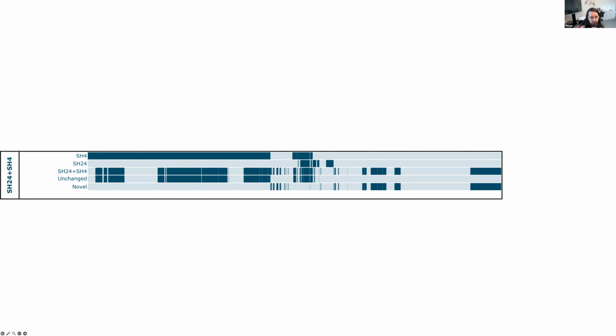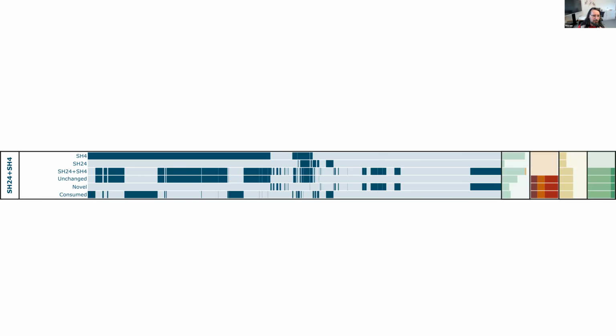What is novel that did not occur in SH4 or SH24 alone, but emerged when they were grown together. This shows what seems to be consumed by the combination of the two organisms. So then there are these additional layers.